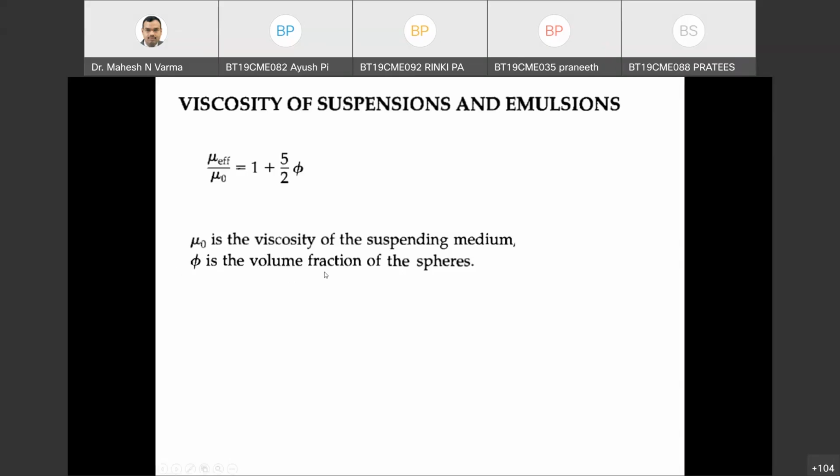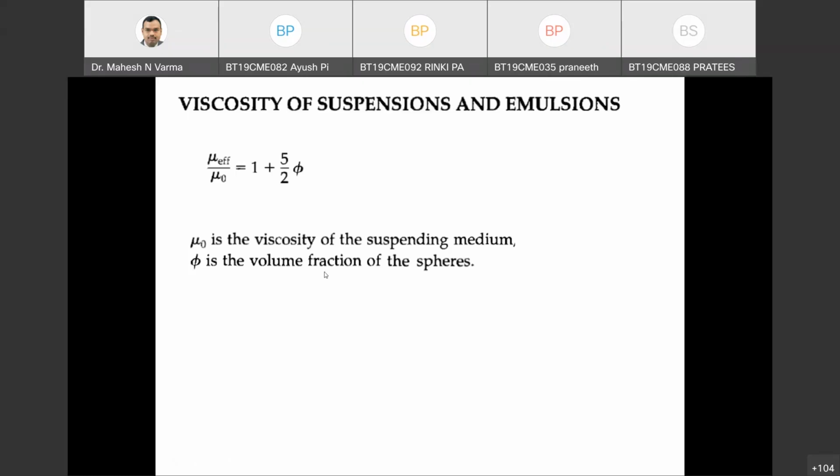So you can calculate the viscosity of suspension also. Okay, this is just for information. So you can use the data for getting the viscosity of suspension wherever it is used. So this is very important.